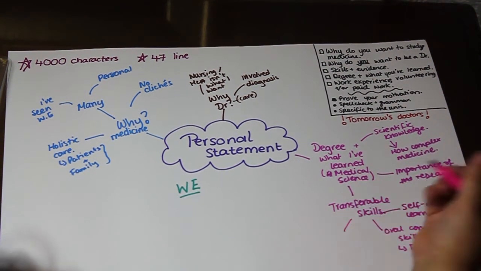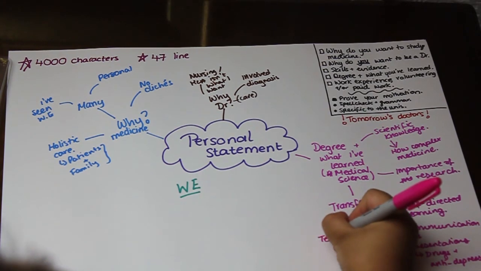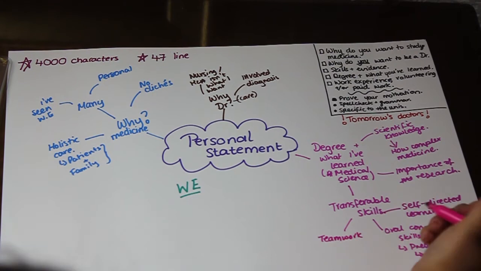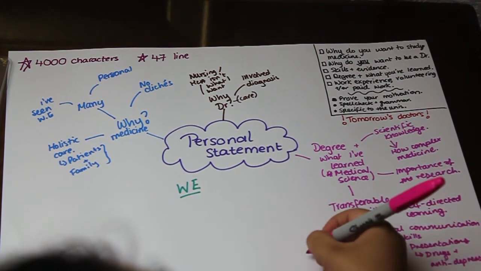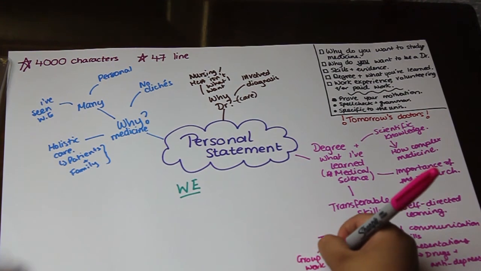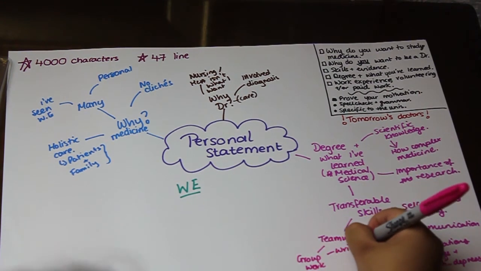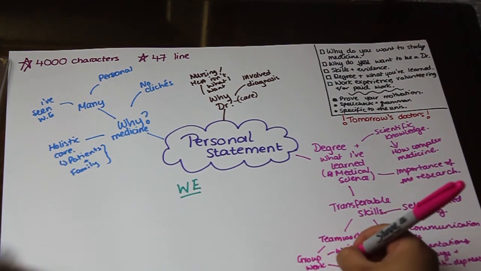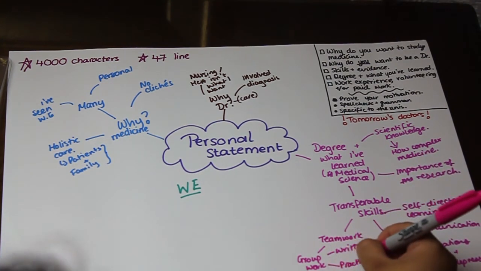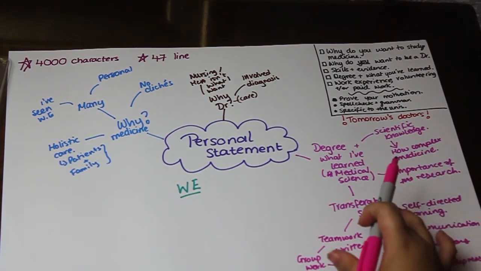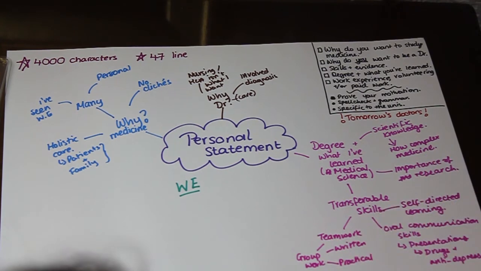And this is quite a generic transferable skill, but is so important nonetheless, and that is teamwork. And this has been done through group work, and that's both written group work where we have to work together to do a report, but also practical group work, so working in the labs, doing experiments and things like that. So those are some transferable skills.